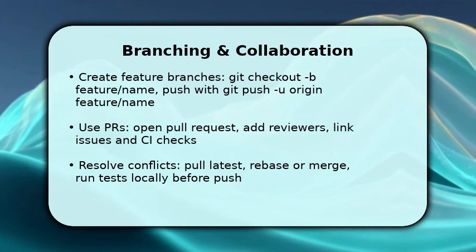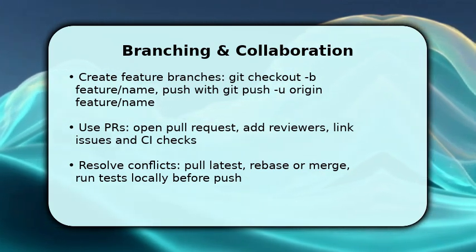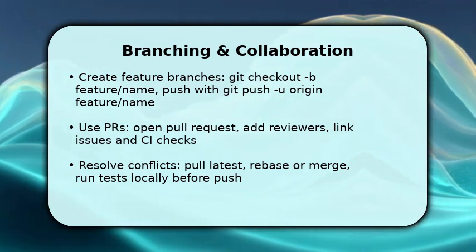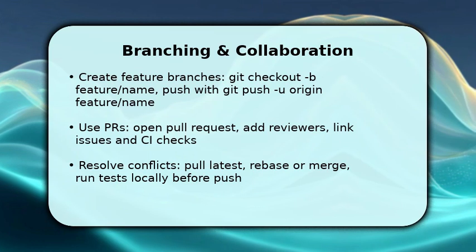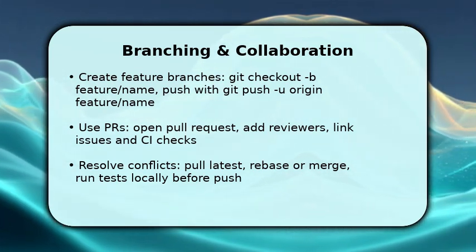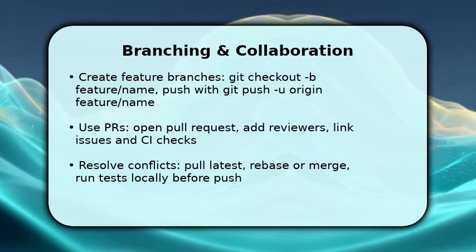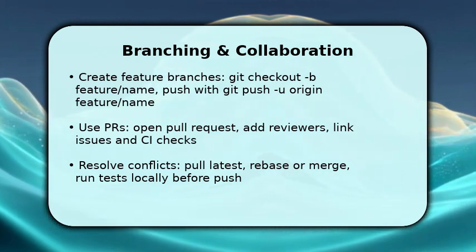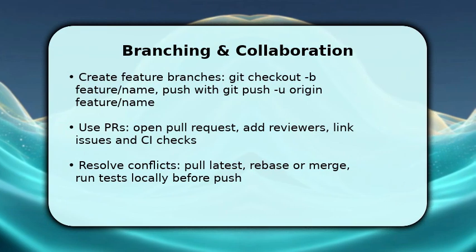Once reviewers comment, fetch upstream and rebase or merge to keep history clean, resolving conflicts locally. Run the test suite and linters before pushing updates. Make sure continuous integration passes. A green CI gives reviewers confidence and prevents broken main branch merges.